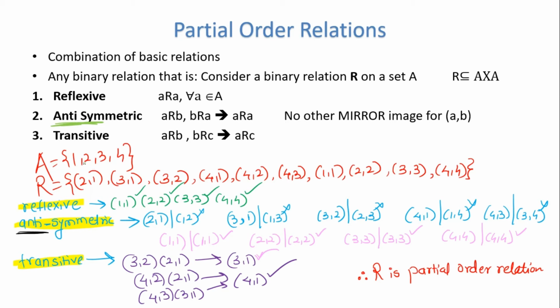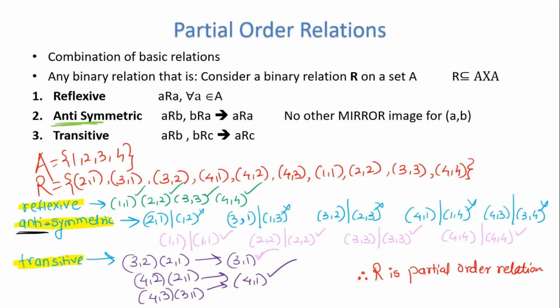Set A has elements 1, 2, 3, 4. Relation R has elements (2,1), (3,1), (3,2), (4,1), (4,2), (4,3), (1,1), (2,2), (3,3) and (4,4). Now for making this relation reflexive, I should have (1,1), (2,2), (3,3) and (4,4) in my relation. All of them are present. So this relation is a reflexive relation.